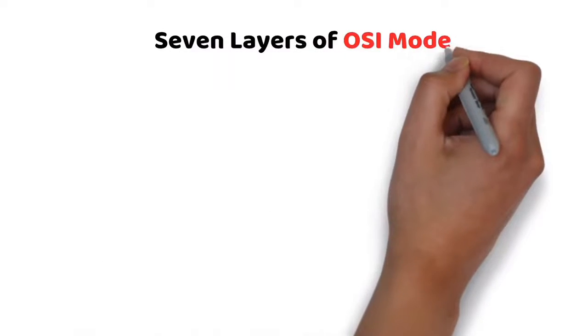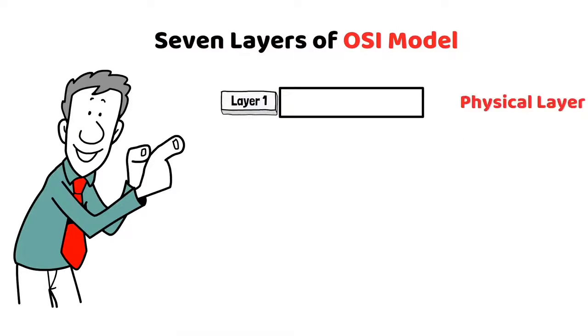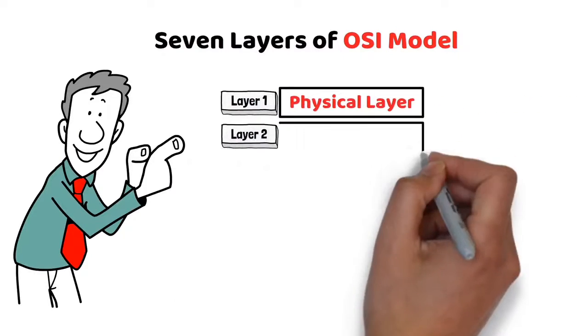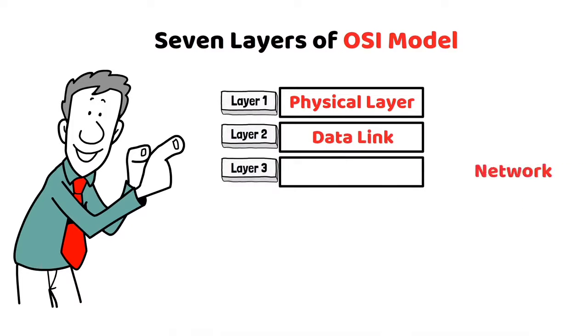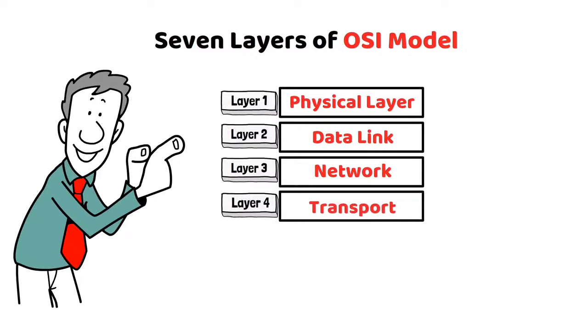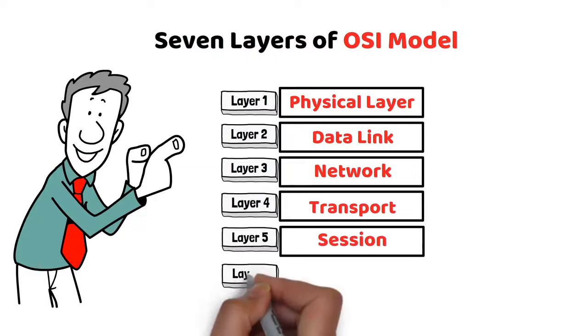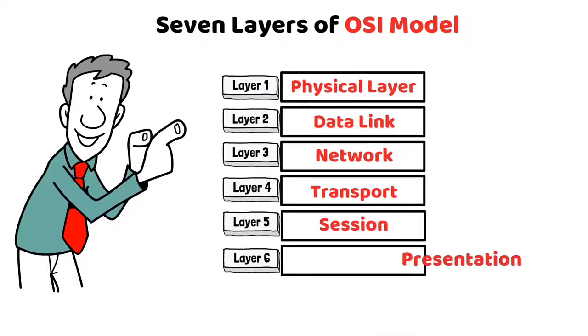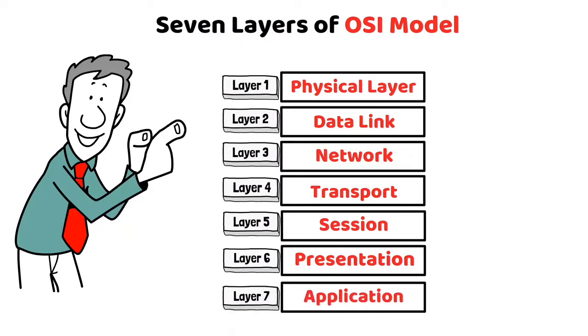The 7 layers of the OSI model are: Layer 1, Physical Layer. Layer 2, Data Link. Layer 3, Network. Layer 4, Transport. Layer 5, Session. Layer 6, Presentation. Layer 7, Application.